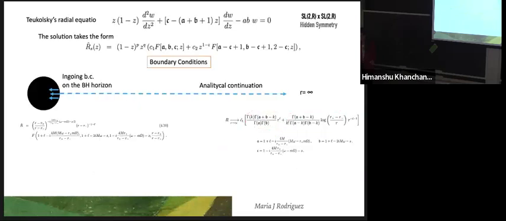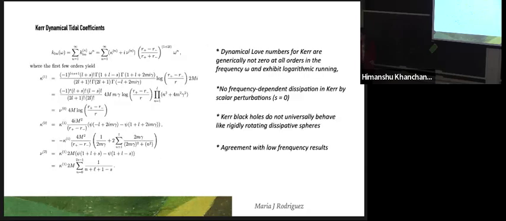The previous one, the next one. The one back here. Yeah, Kerr black holes do not universally behave like rigidly rotating dissipative spheres. So there's a term showing that. Yeah, but I think we never disagreed with that, and we calculated those terms, right? What I'm saying is we don't get that term. You computed it. So this statement, Kerr black holes do not universally behave like rigidly rotating dissipative spheres. Yes, that's what you guys compute and get. What I'm saying is, in our approximation, we don't get that term.